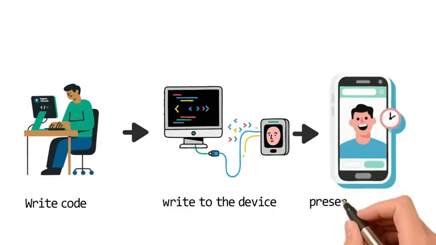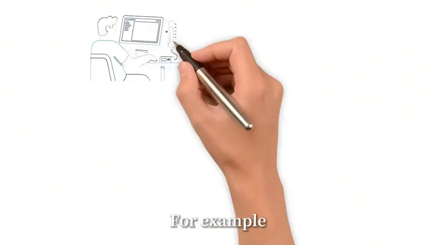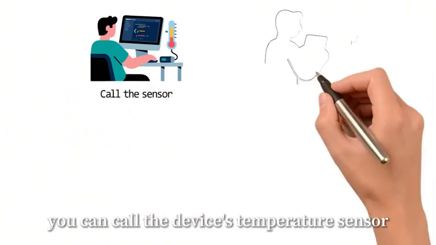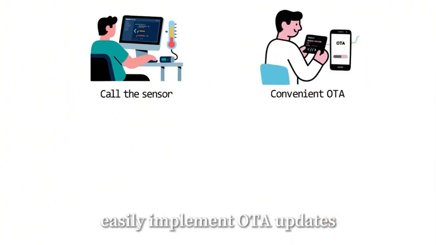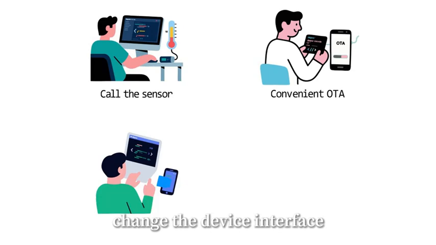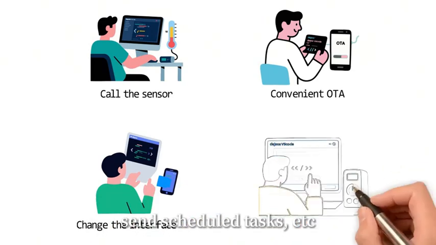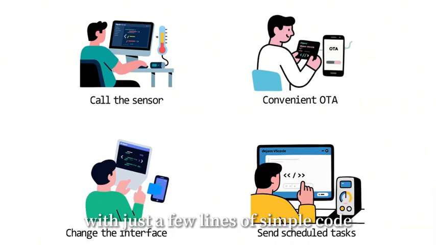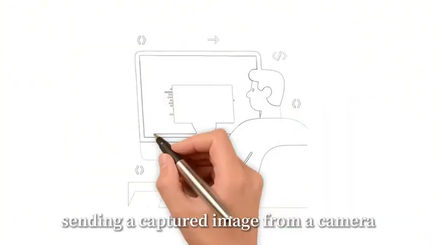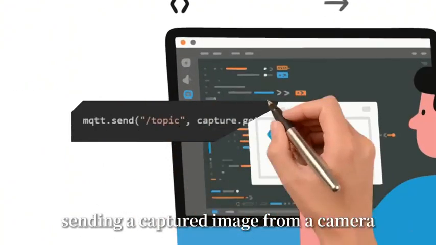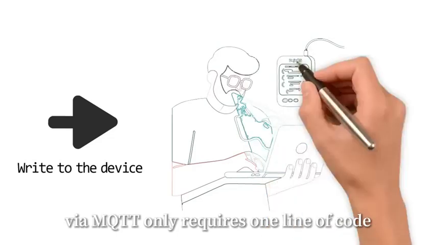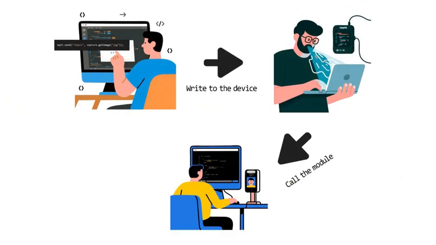the firmware. For example, you can call the device's temperature sensor, easily implement OTA updates, change the device interface, send scheduled tasks, etc., with just a few lines of simple code. For instance, sending a captured image from a camera via MQTT only requires one line of code.